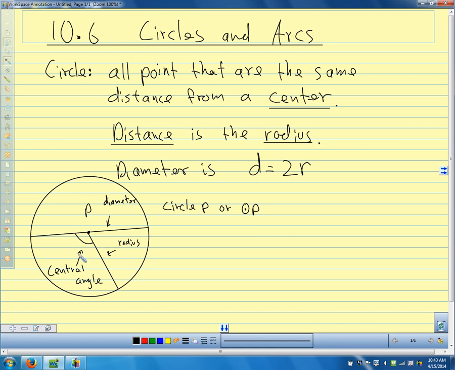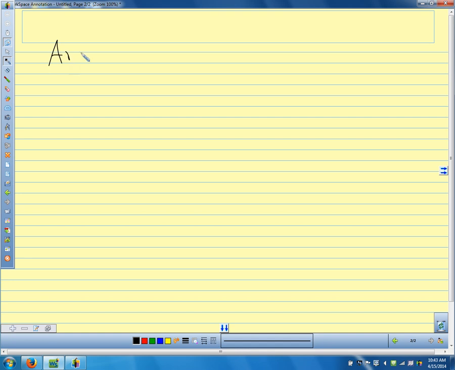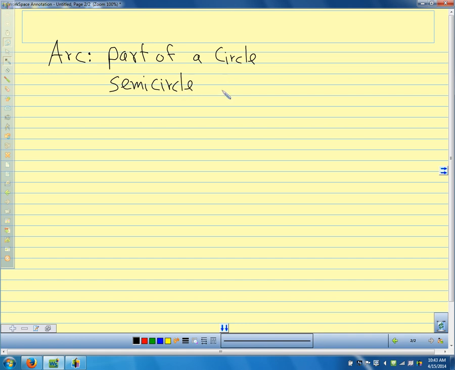So these are pieces inside a circle. Let's talk about pieces that are actually on the circle. Parts on the circle we call arcs. So an arc is a part or a piece of a circle. And we're going to talk about 3 kinds of arcs. And we'll draw a picture here in just a second. A semicircle, when we talk about a semicircle, we mean we're talking about half a circle.